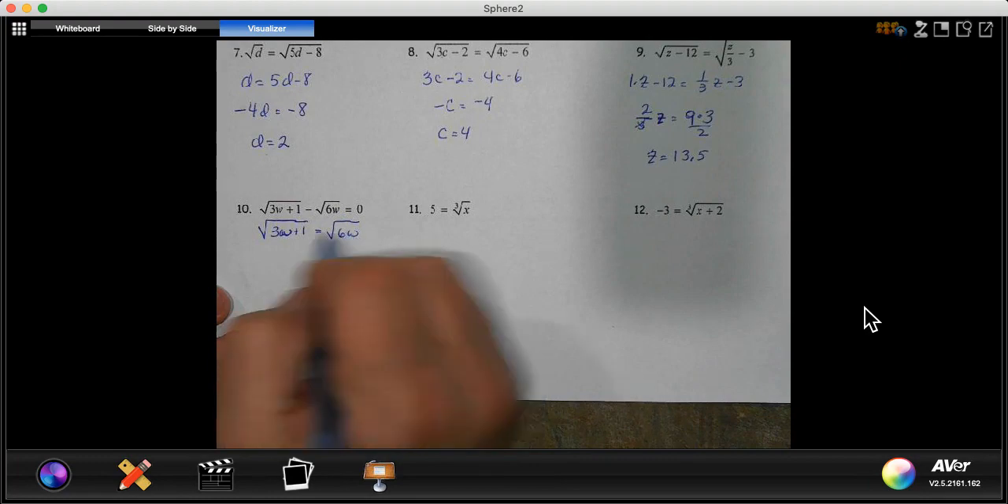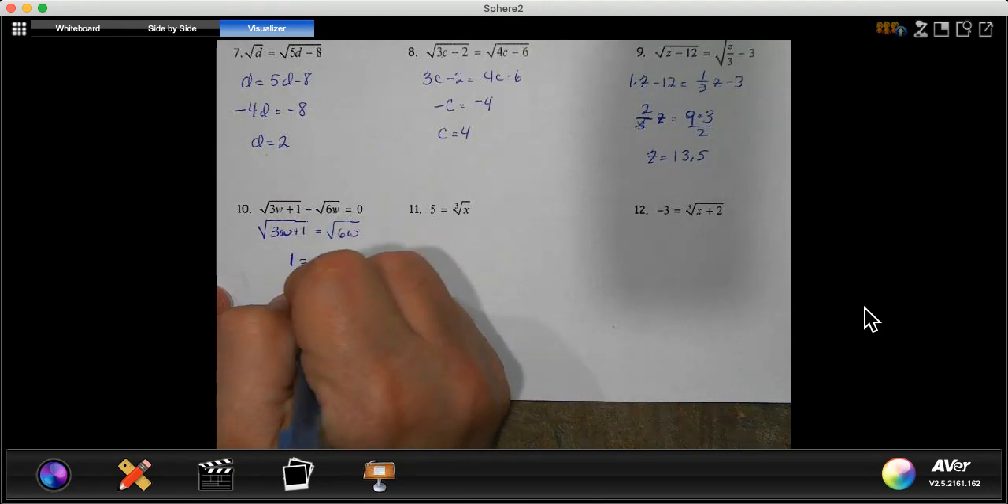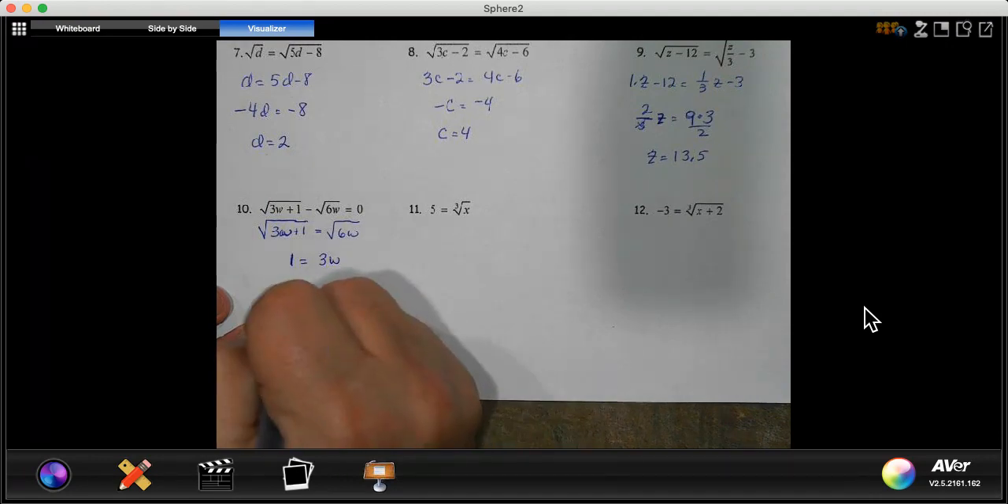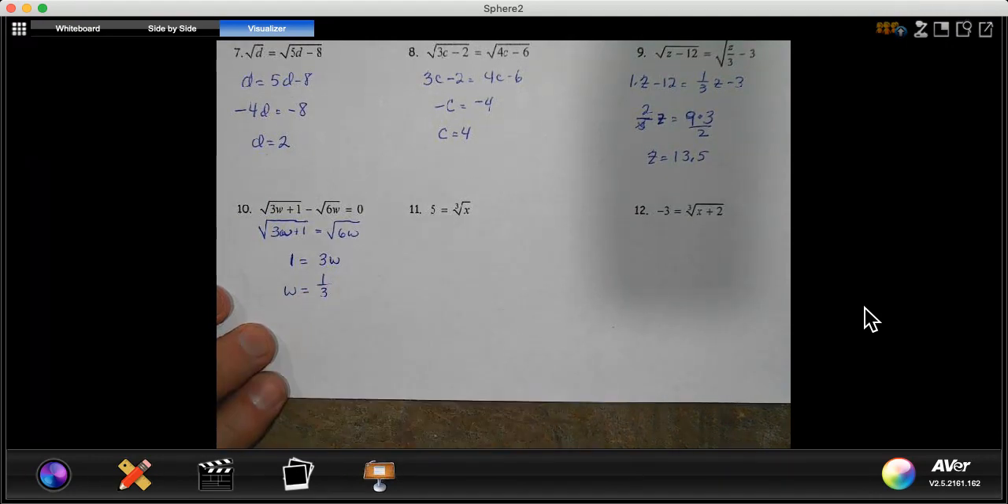So drop the square root. So you just pretend the square root's not even there. I'm going to minus 3w to that side. So 1 equals 3w's. The root is gone. And divide both sides by 3, so w is 1/3. And then when I look and plug it in, I get a positive number under my square root, so I'm good. Okay.